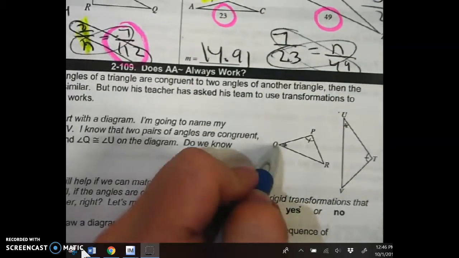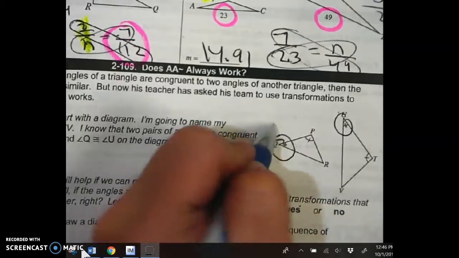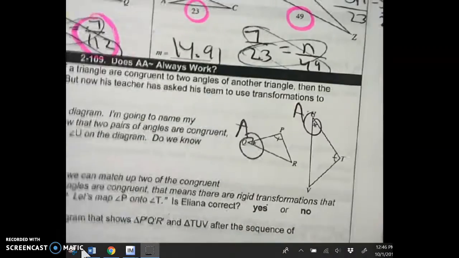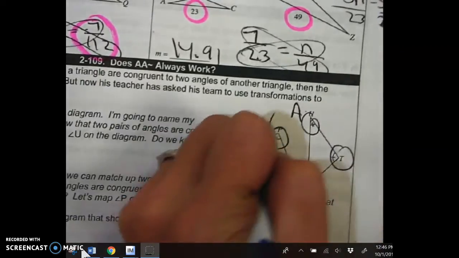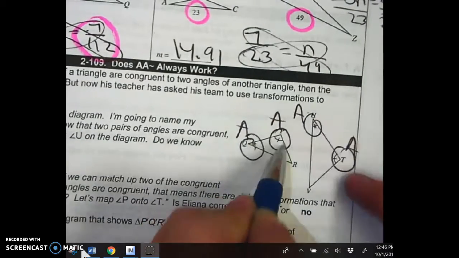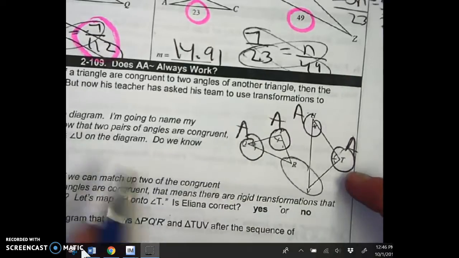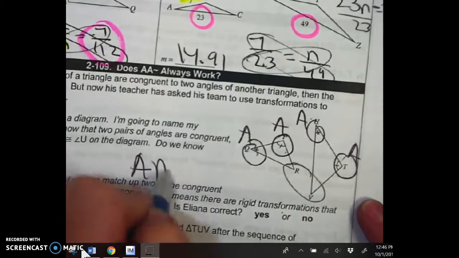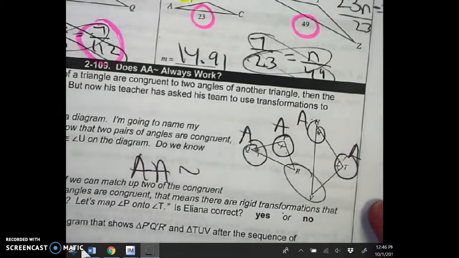Okay, so for this one, let's see. So here's, this one is an A, and this one is an A. So as long as these two are congruent and these two are congruent, do I even need to show that? No, I don't. So they are similar by A.